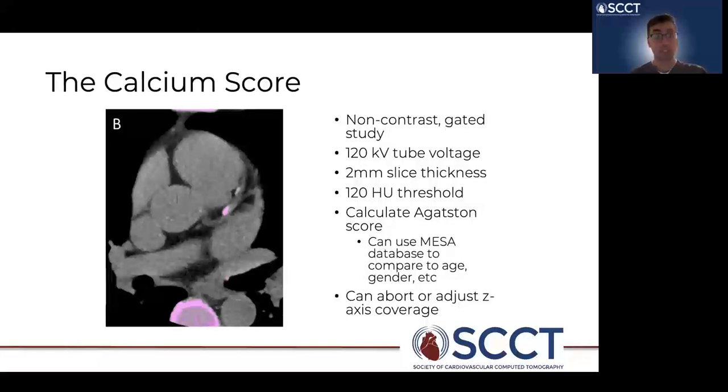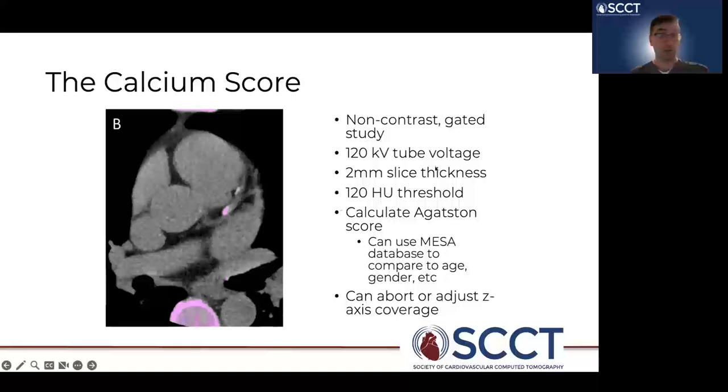Then we obtain the calcium score. So this is a non-contrast gated study, ECG gated study, and we obtain it at specific parameters as shown here. Afterwards, you then can calculate an Agatston score. This software is Vitrea. It highlights the calcium in purple. So you just go and basically circle this, and then you go through each slice. It'll then calculate an Agatston score for you.